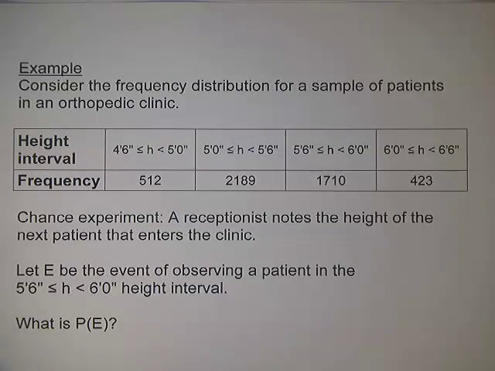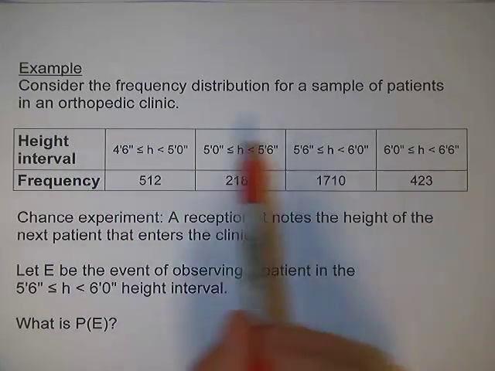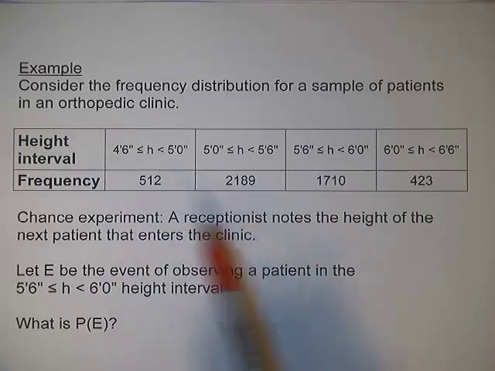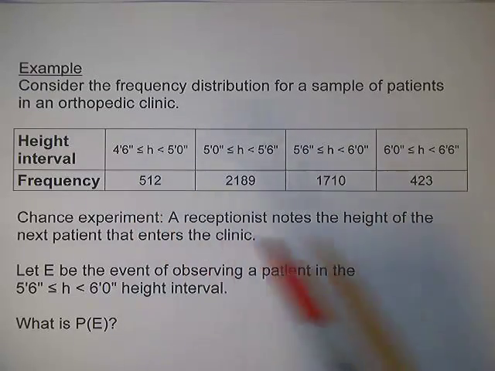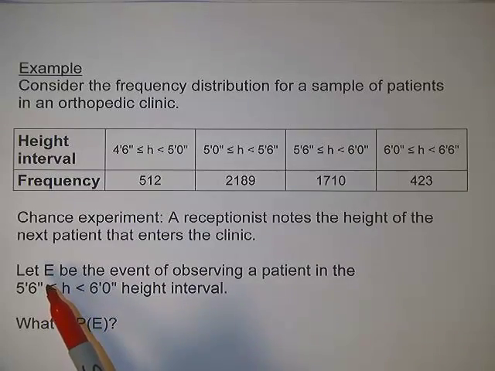So the chance experiment is a receptionist notes the height of the next patient that enters the clinic. Okay, we're going to let event E be the event of observing a patient in the 5'6" to 6 feet height interval. Then we want to know what's the probability of E. So basically what we're doing with relative frequency probability is we're using frequency data that's already been collected and using that to make a prediction about the probability of some event.